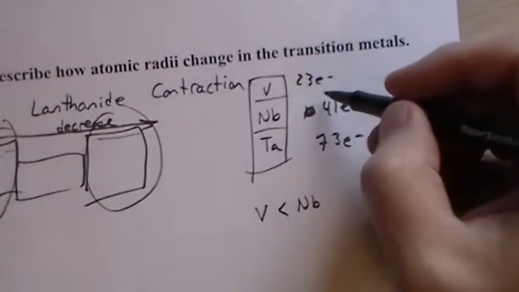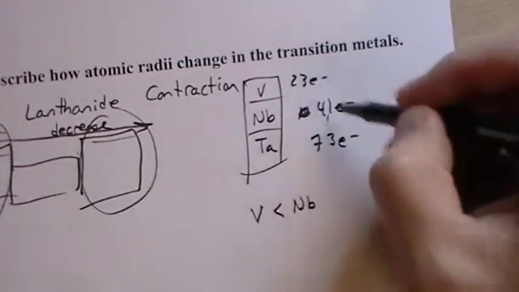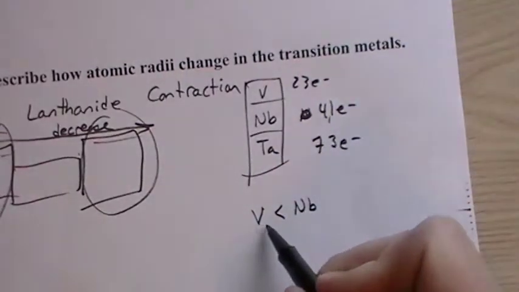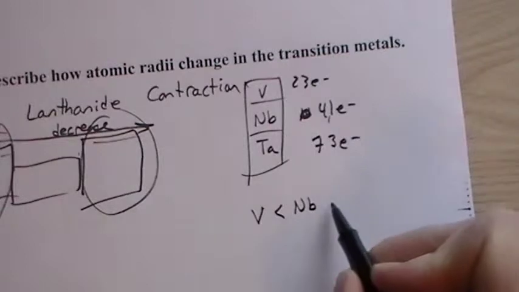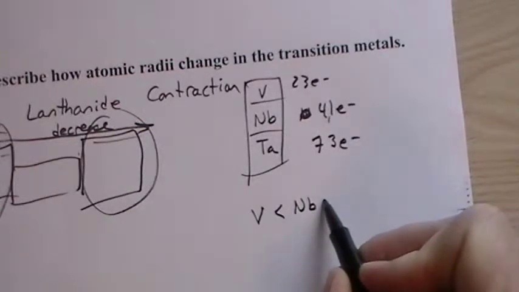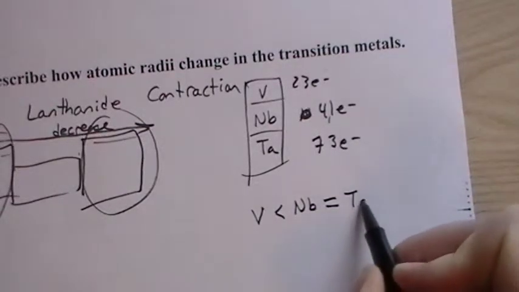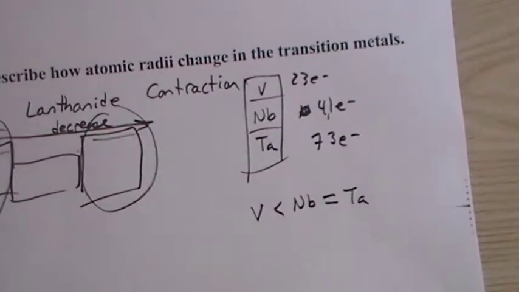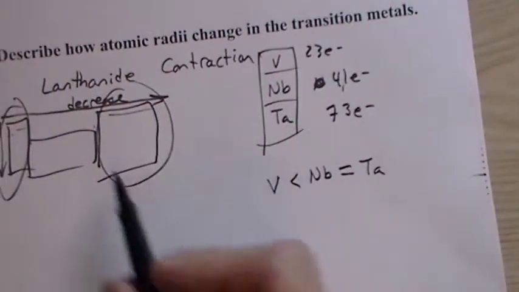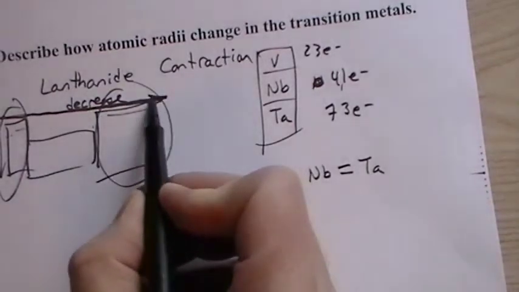Now, as you go from 23 to 41, almost doubling in size, we'd expect that vanadium is smaller than niobium. What we find, though, from niobium to tantalum, is that they're essentially the same size. So even though tantalum has 32 more electrons, it's pretty much the same size as niobium. What's happening here is the same contraction that we see in the group A's.